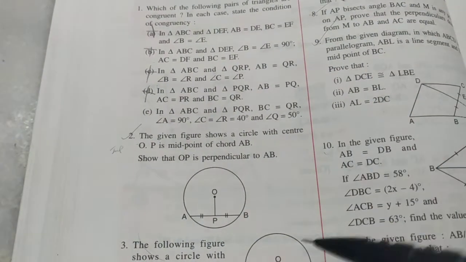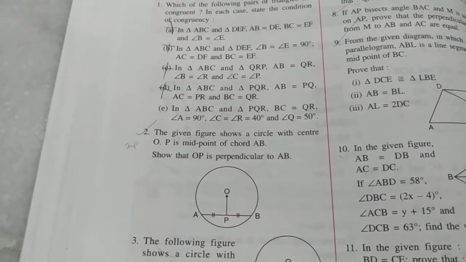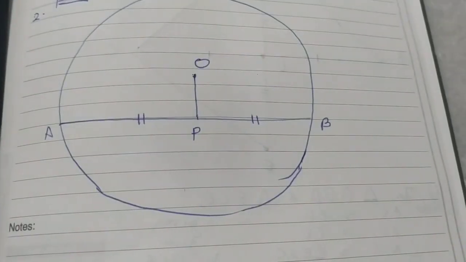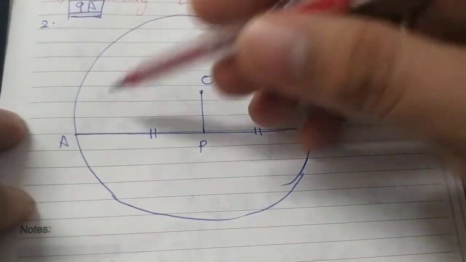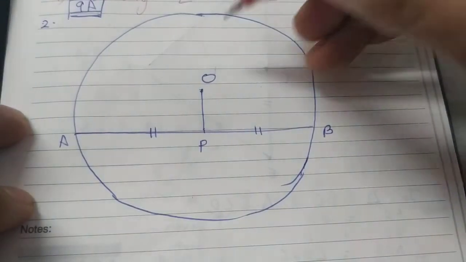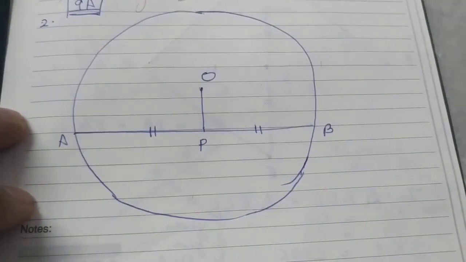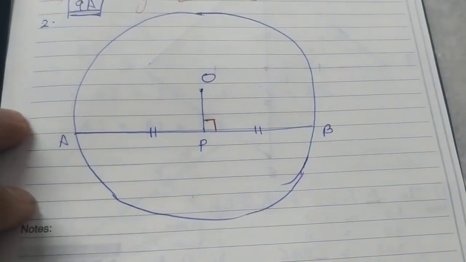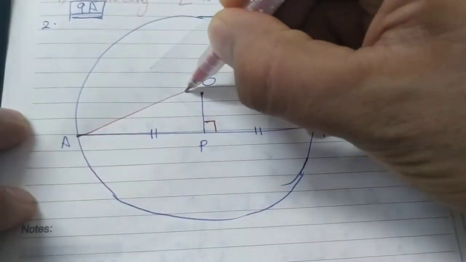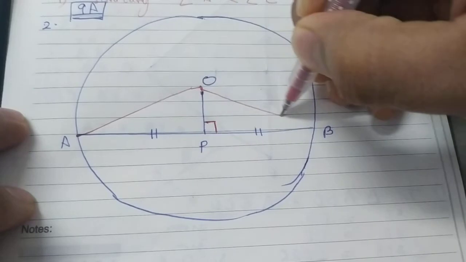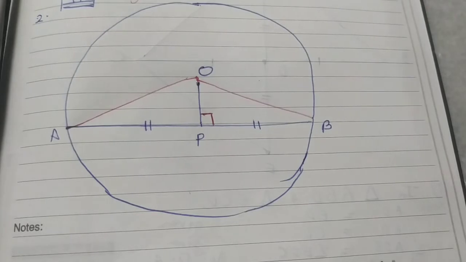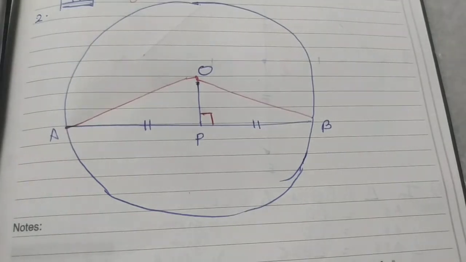In this diagram, the information is given. So let's start proving. Here, it's given that O is the center of the circle and P is the midpoint. That means AP is equal to PB. We have to prove that this is a perpendicular. So what we'll do is we'll join OA and OB. Drawing diagrams is compulsory for each sum, but you can do it freehand with pen or pencil, your choice.